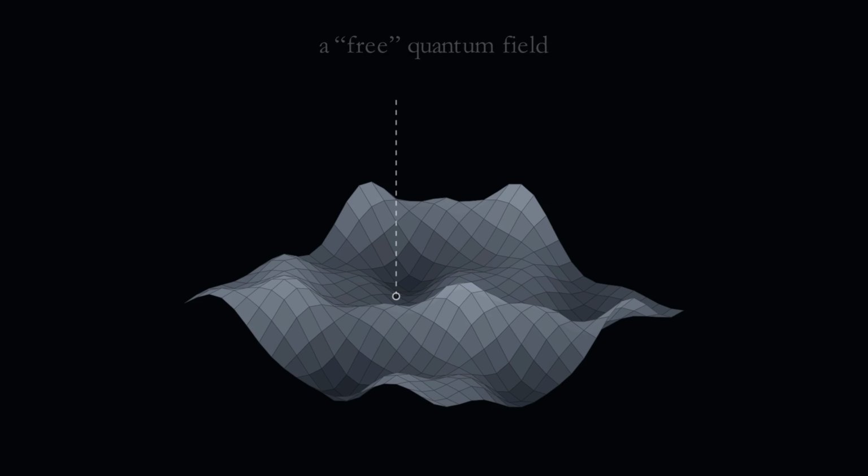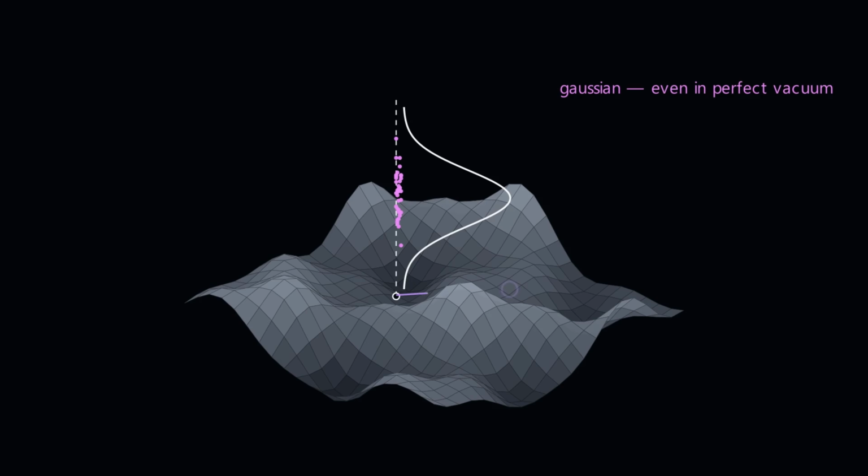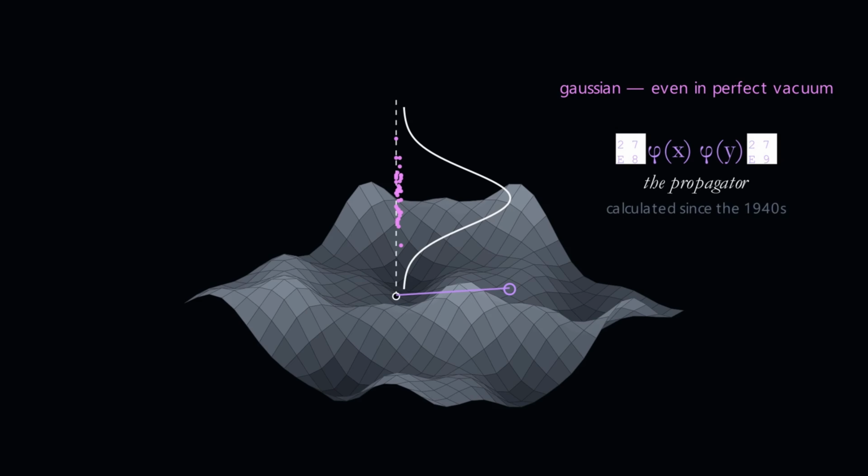And here is the fact that ties the whole film together. In a free field, the value at any point fluctuates according to a Gaussian. And the correlation between 2 points, how much the ripple here knows about the ripple there, is a single function that physicists have been calculating since the 1940s. They call it the propagator.